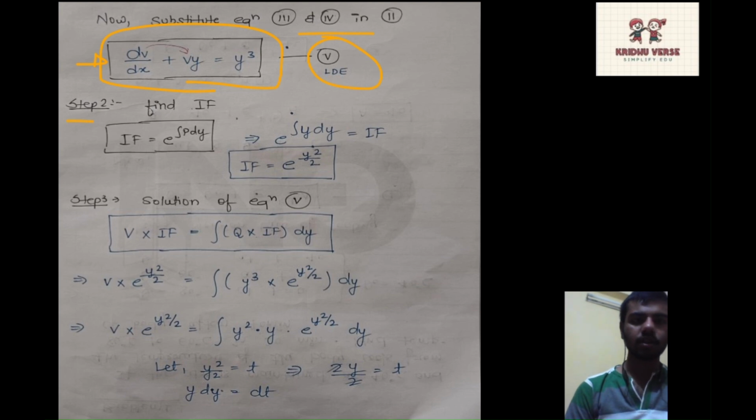So step 2 is to find IF. IF means integrating factor. I think you guys know integrating factor. So here it is dx over dy. So the integrating factor formula is IF equals e power integral p dy. This is because there is dx over dy. So here, e power integral of y dy equals IF. So the IF value we get as e power y square by 2, because the integral of y is y square by 2.